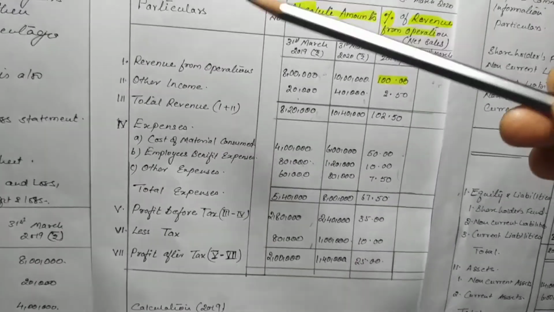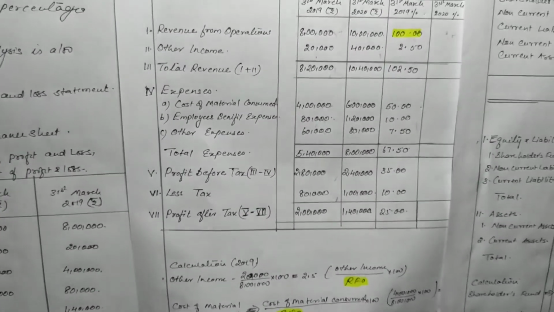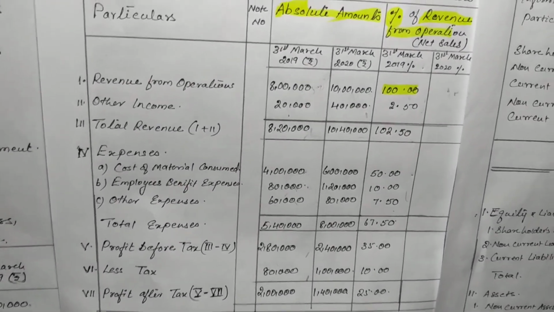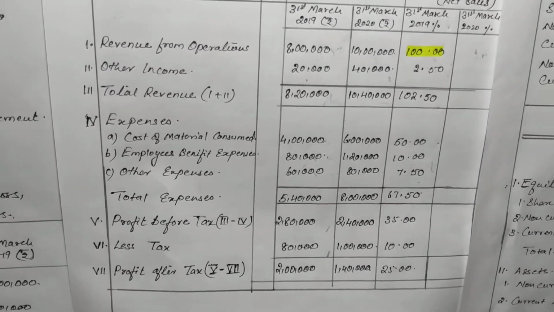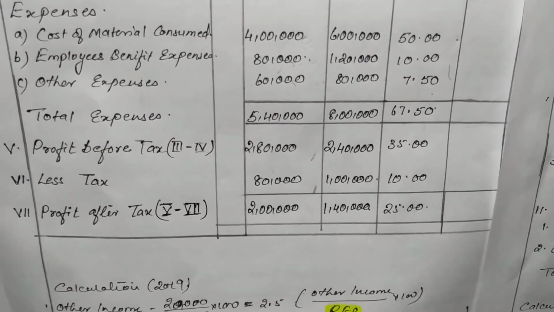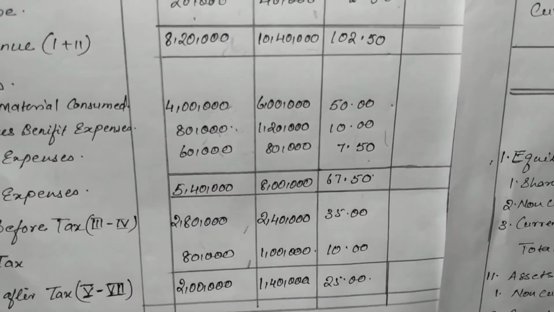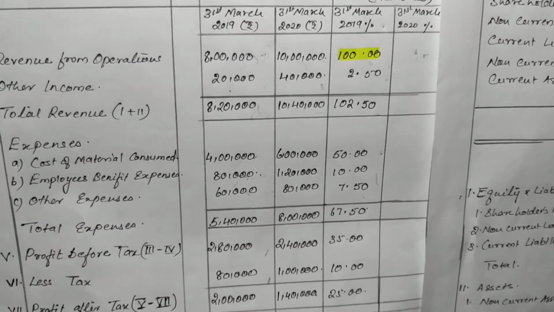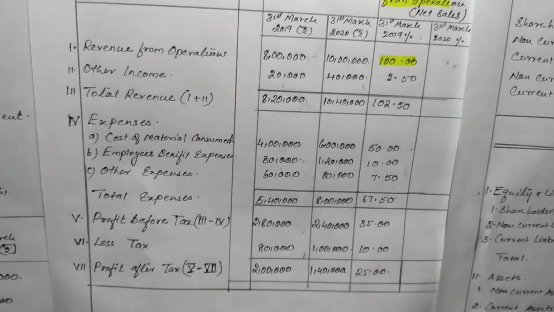Okay, in the particular column, first you will place the format of the income statement or profit and loss statement, then you will transfer the absolute amounts in that column. First we'll transfer the previous year, then we will transfer the current year, then we'll find out the profit, then deduct the tax and get the profit after tax. Then for each individual item you have to convert that into percentage by taking revenue from operation as a base. So always your revenue from operation will be 100 in the common size statement. Okay.